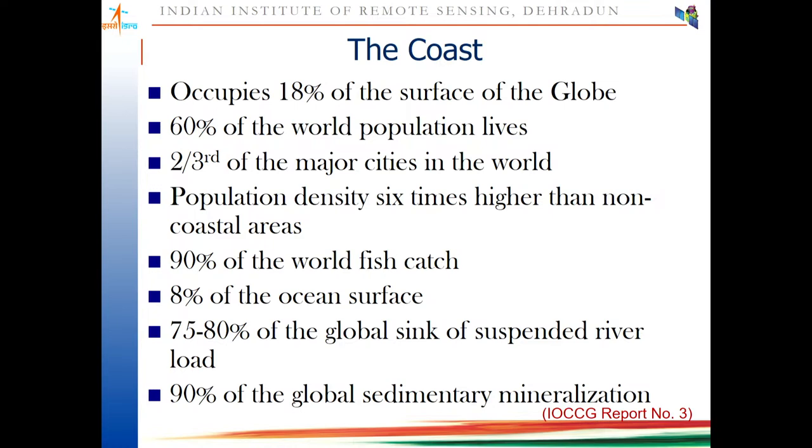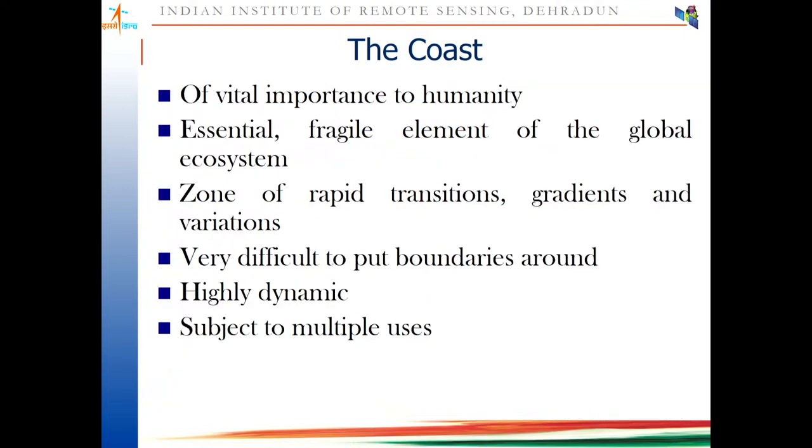90% of the global sedimentary mineralization, from the geological point of view, like igneous mineralization, mineralization by the metamorphic processes, mineralization by the sedimentary processes, 90% of the global sedimentary mineralization is happening in the coastal area. So the coast is of vital importance to humanity, as we will see in the subsequent slides.